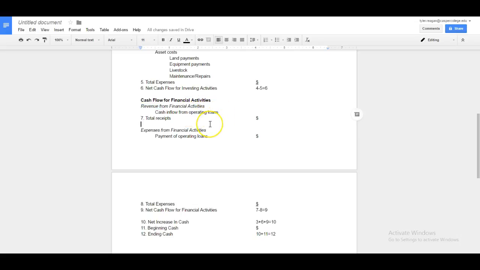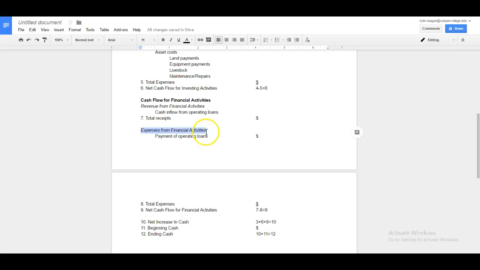Oftentimes in agricultural sectors, you have to withdraw operating loans. So if you take out an operating loan, say of $50,000, you now have $50,000 in your account to spend on what you need for the operation. That's an inflow of cash. You can think of that as revenue from this loan. You now received more money in your account due to this operating loan. So that's going to be your total receipts from financial activities. How much did you receive for loans to be able to fund the business?